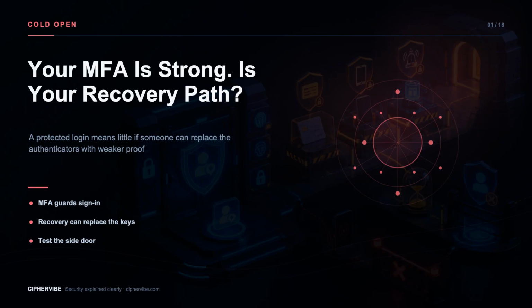Your account uses strong multi-factor authentication. Then someone asks support to replace those factors using a phone number, a few personal facts, or a convincing story. If recovery can issue new keys with weaker proof than normal login, it becomes the real security perimeter.